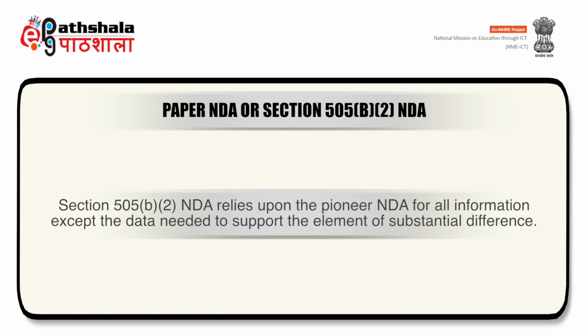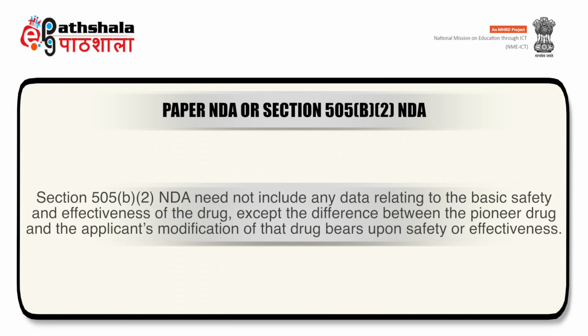The paper NDA basically relies upon the pioneer NDA for all the information except the data needed to support the element of a substantial difference. The paper NDA need not include any data relating to the basic safety and effectiveness of the drug. Rather, it should include the difference between the pioneer drug and the modifications of that drug if there is any change in the safety or effectiveness.